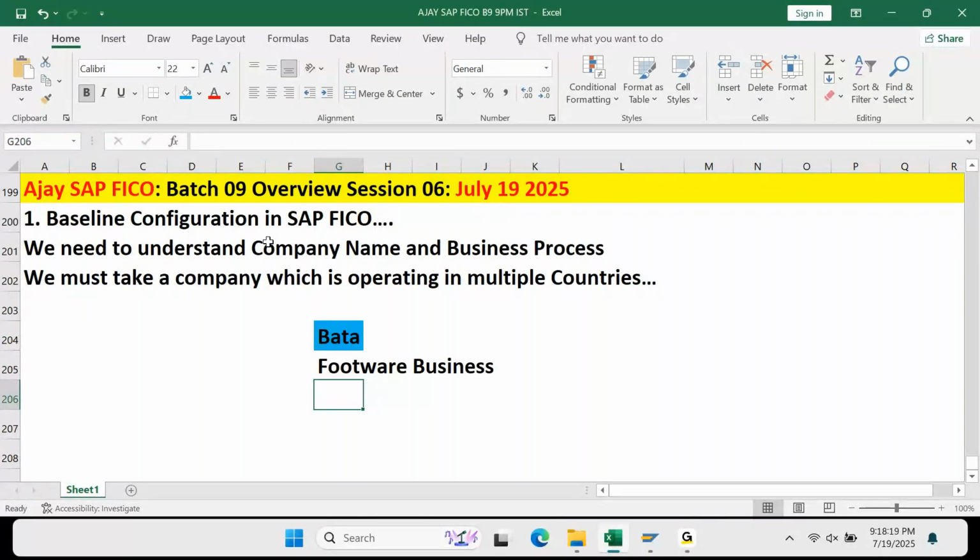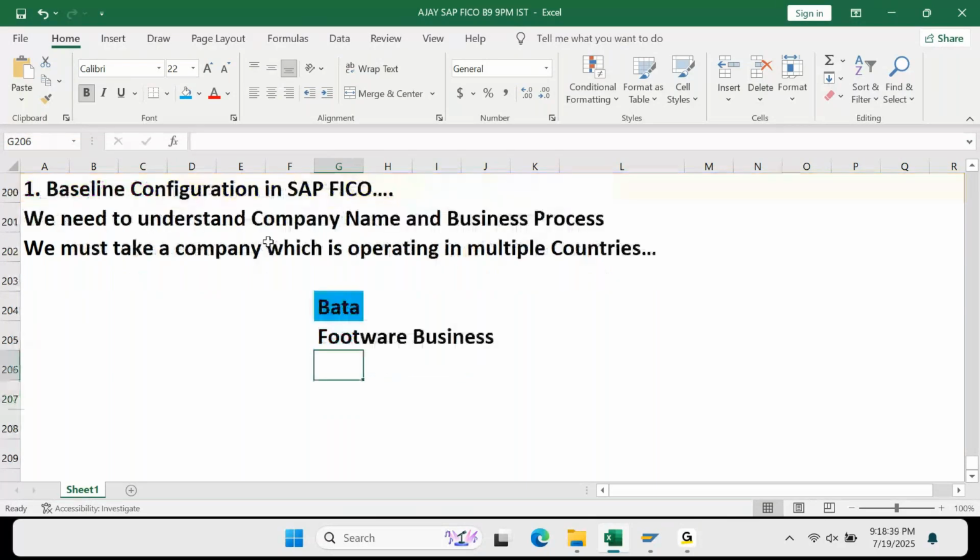Now, what is the product that you find in the market related to Bata? You will find shoes, slippers, and all. Am I right? Yes, sir. You will find shoes, slippers, and all. This is all about Bata. Next one, are they manufacturing? Is Bata manufacturing or not? Yes, Bata is manufacturing footwear.